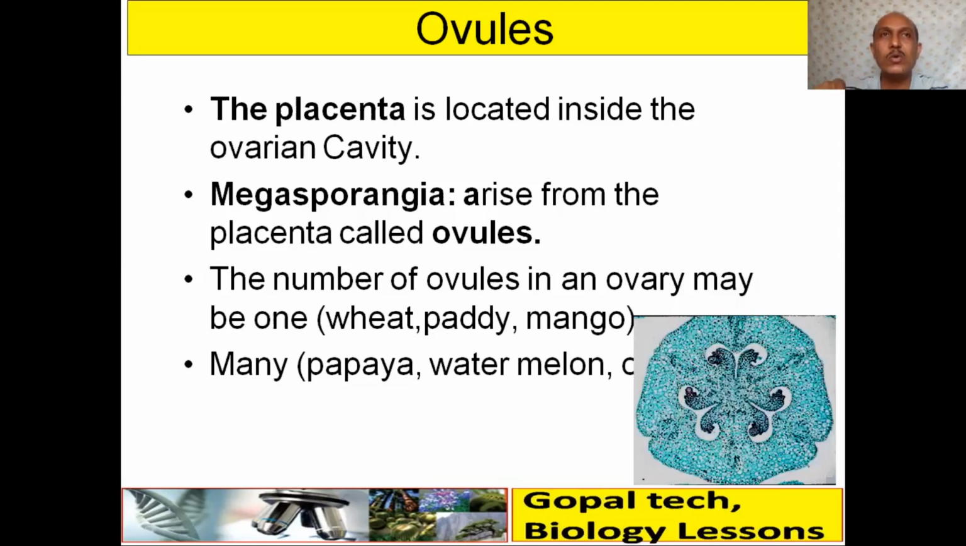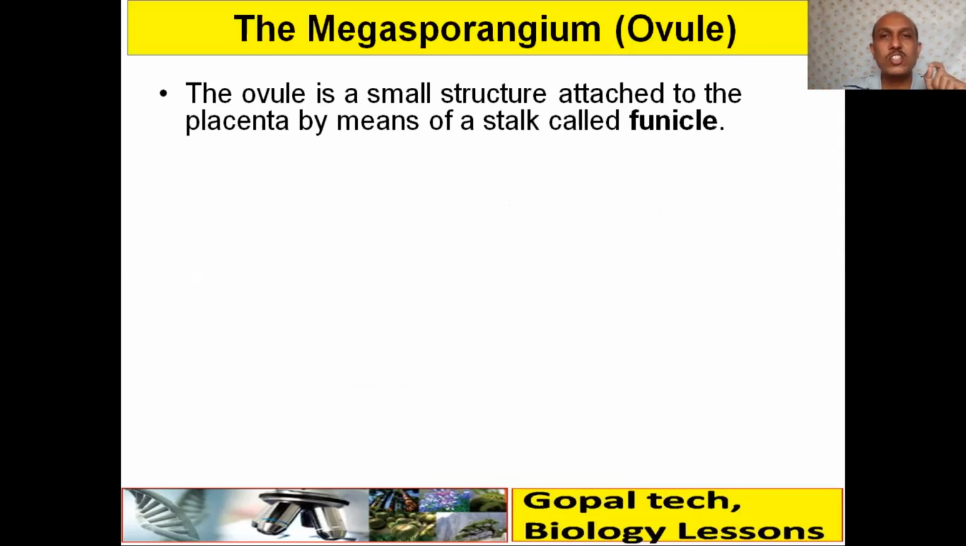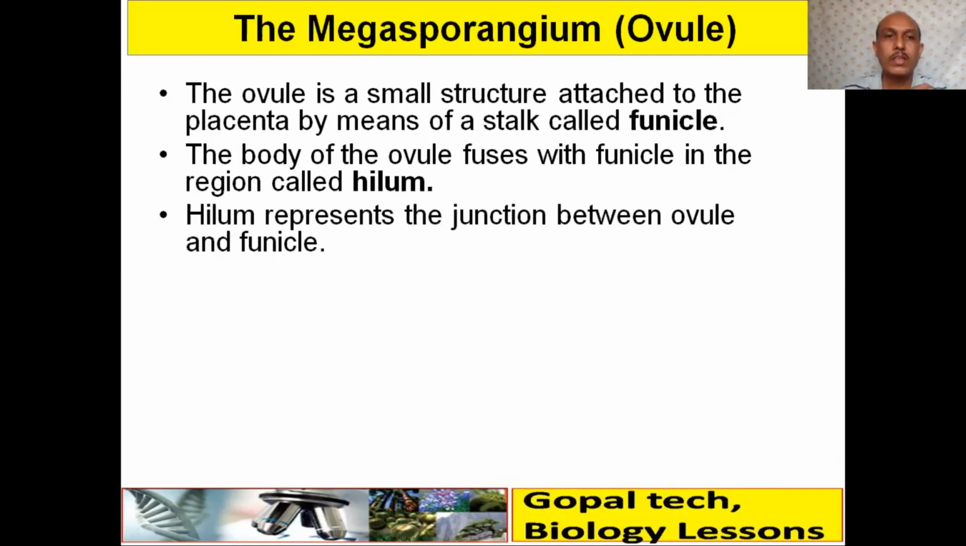See that. This is how the placenta, on that placenta, here you can see a megasporangium, and this will become the ovule. Now how it will become, that we will study. So megasporangium or ovule: the ovule is a small structure attached to the placenta by a stalk, and that stalk is referred to as the funicle. The body of the ovule fuses with the funicle in the region called the hilum. So the hilum represents the junction between ovule and funicle.